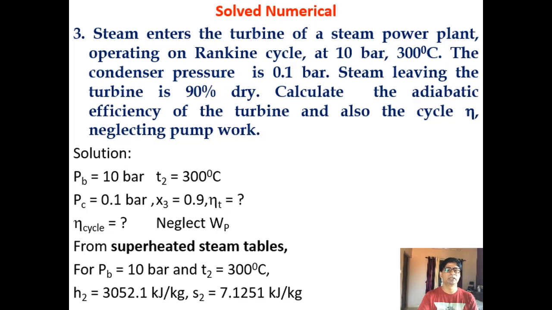Steam entering the turbine is at a state of 10 bar and 300 degrees Celsius. The condenser pressure is 0.1 bar. At the exit of the turbine, the dryness fraction of the steam is given as 0.9. Calculate the adiabatic efficiency of the turbine. The turbine has some efficiency here because the actual process deviates from the ideal process. So you have to find its efficiency and also the Rankine cycle efficiency by neglecting the pump work. Whenever it is mentioned to neglect the pump work, you are not supposed to calculate the pump work.